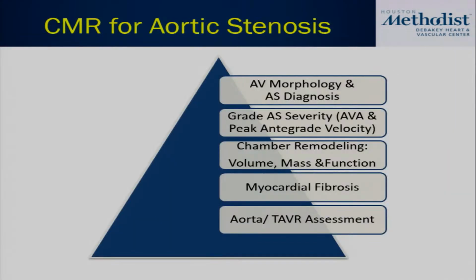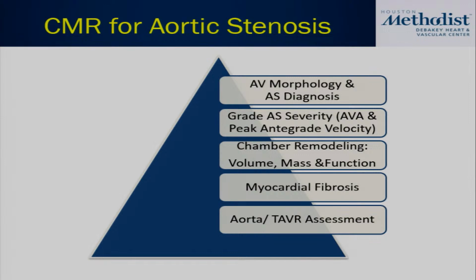Now, when it comes to the assessment of aortic stenosis, really it is no different than what happens in the echo lab. When I'm reading an MRI, first thing I'm thinking is, okay, what kind of valve is this? What kind of morphology is the valve? And is it a case of aortic stenosis? Is that what the diagnosis is? The next thing that I'm doing is trying to grade the severity of the aortic stenosis, and I'm doing that in the MRI lab by planimetering an aortic valve and also looking at the peak antegrade velocity.